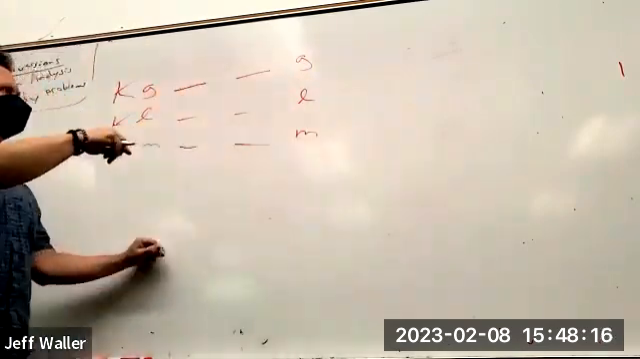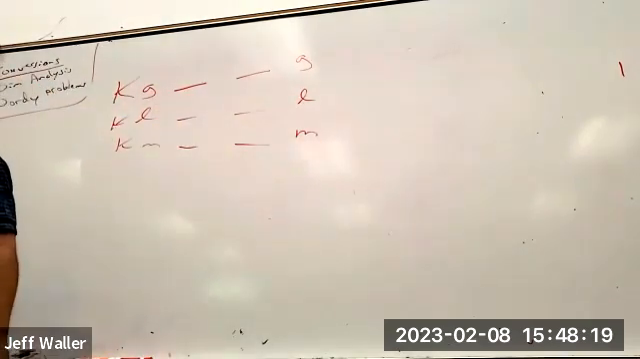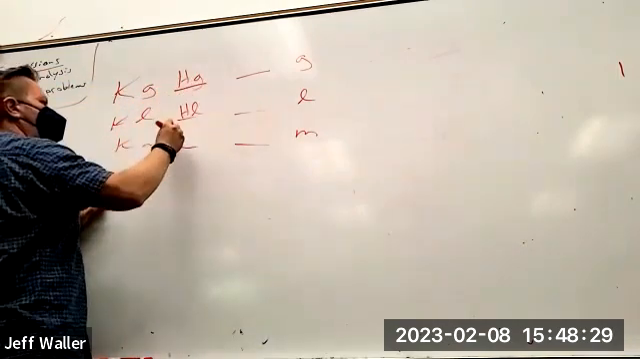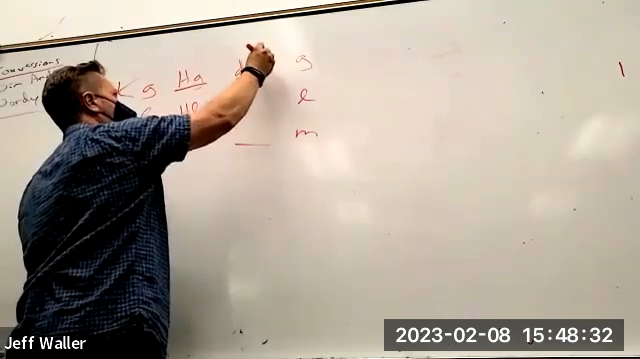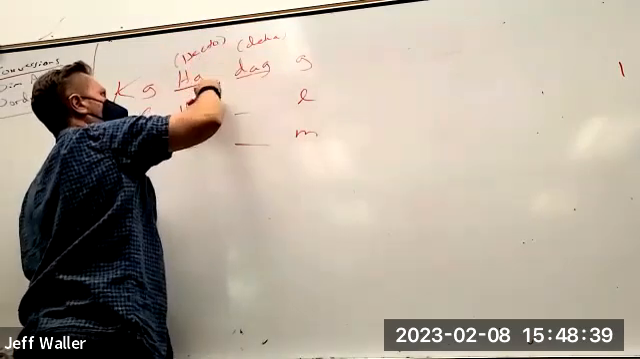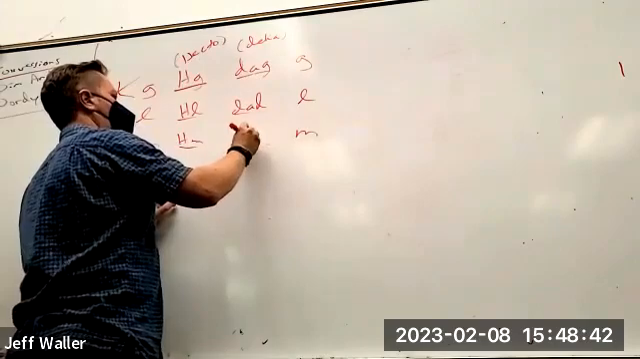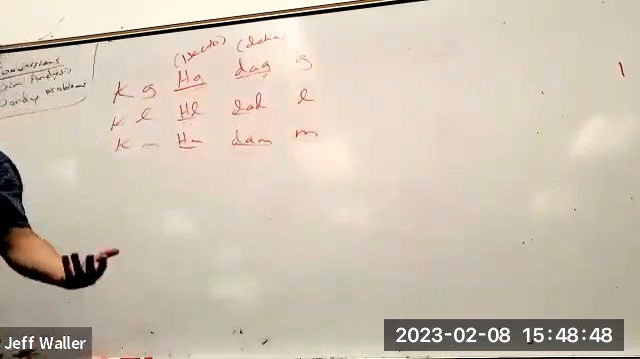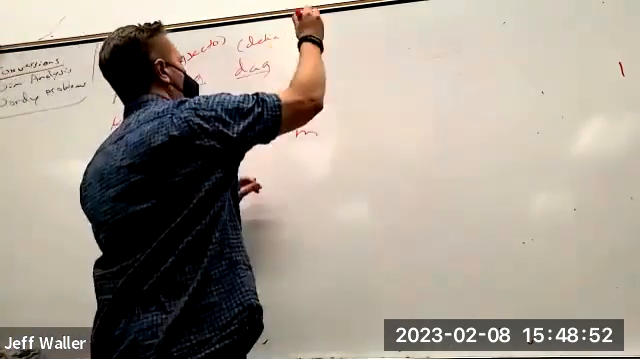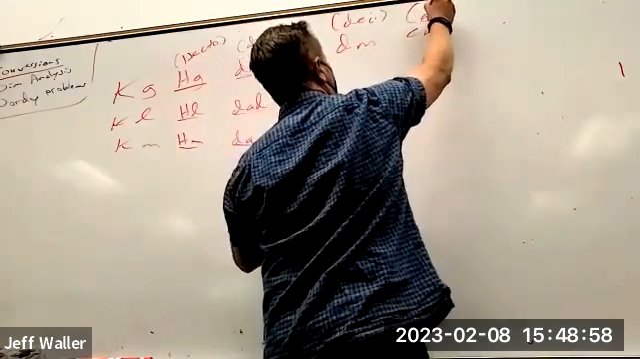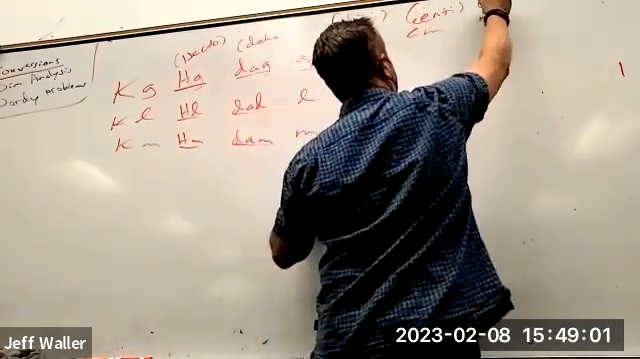Anybody notice what I put up here earlier? Or does anyone know what it is? Yeah, there you go. Somebody knows the saying: King Henry died drinking chocolate milk. King Henry: hectogram, hectoliter, hectometer. Died: deca, so this is deca, this is hecto. King Henry died Monday, laughing, giggling, whatever you want. King Henry died Monday, laughing, giggling. Drinking, so this is deci. Chocolate, this is centi. Milk, this is milli.